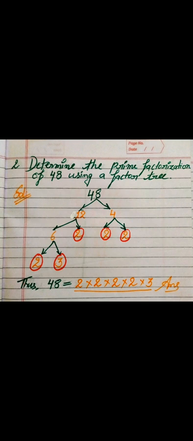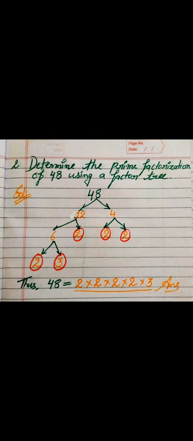So again we will encircle these prime numbers. Now remaining this 4, we will split this 4 as 2 twos are 4. Then we get the prime numbers 2 and 2. So again we will encircle these 2. Now we have got all the prime factors. Then we will write all these prime factors using multiplication as 2 into 2 into 2 into 2 into 3. So this is the prime factorization of 48.